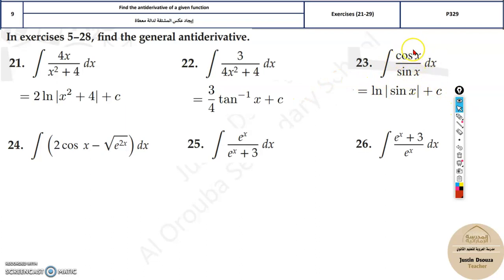Derivative of sine is positive cos. So ln, the denominator is sine x, so that's it. Over here, this is just simple. You need to solve it using the power rule. Now, over here, square root, take it as power half and solve it.